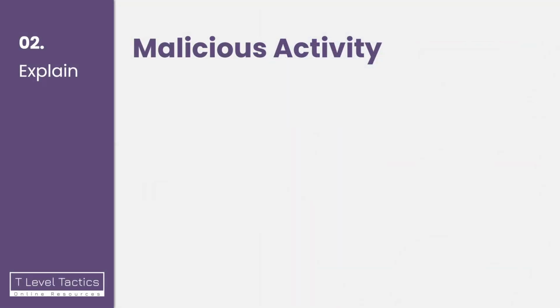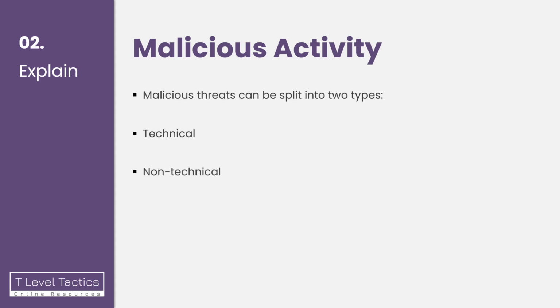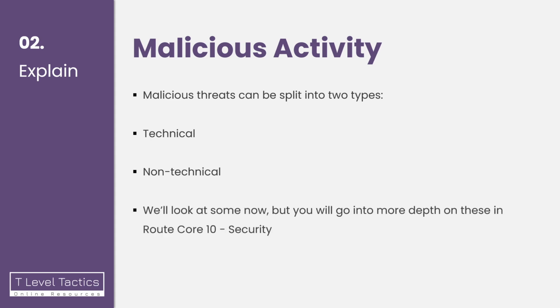So, malicious activity in organizations. Well, there's two key types we're going to look at: technical and non-technical malicious activity. We're going to explore these somewhat and look at some different types of malicious activity now, but you'll go into much more depth on these in Root Core 10 Security. We'll start off with non-technical threats.